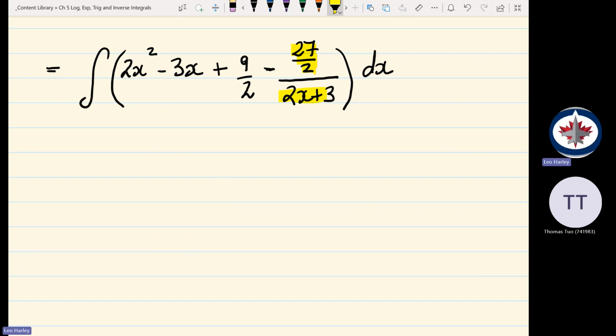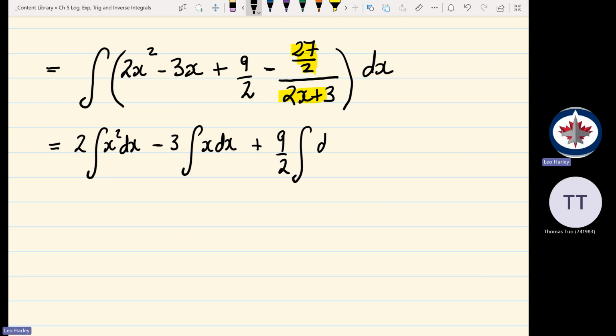Yeah. So is it just 27 over 4x plus 6? Are we okay with that? So let's rewrite it. If you wanted to, could we rewrite it like this? I wouldn't normally do this, but could we rewrite it as the integral of 2x squared dx? Actually, I could even do better than that. Can we rewrite it as 2 times the integral of x squared dx minus 3 times the integral of x dx plus 9 over 2 times the integral of dx.